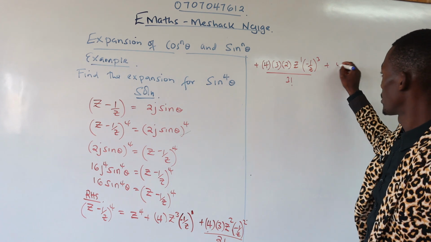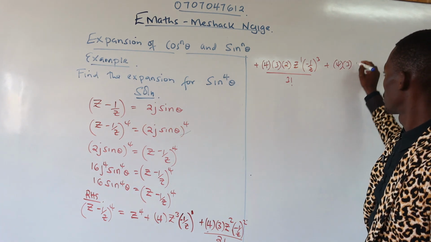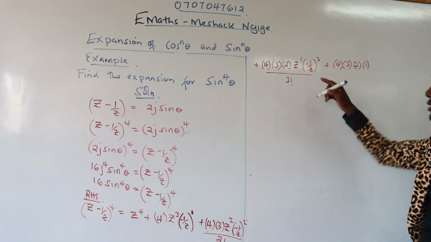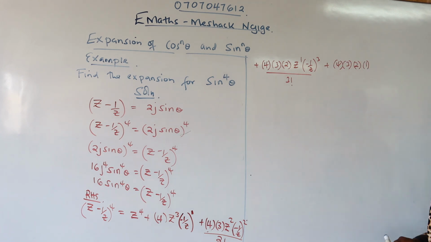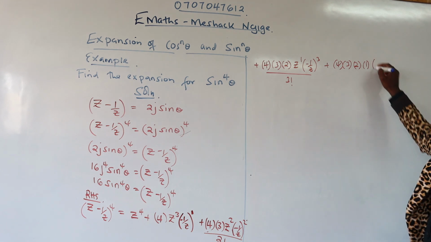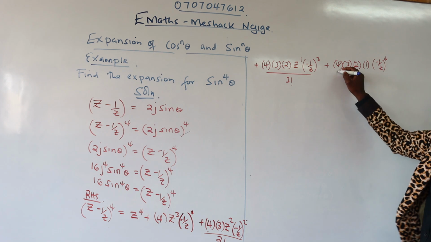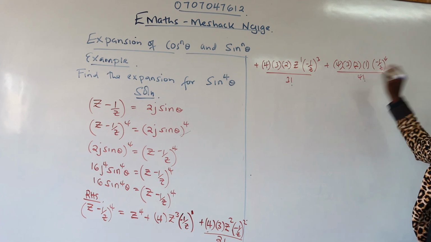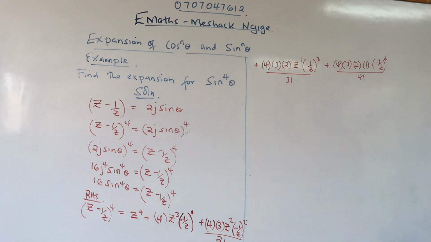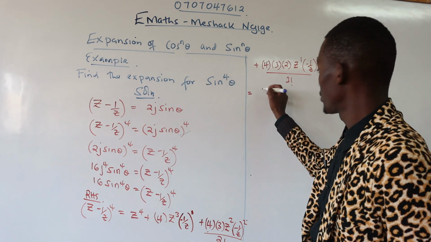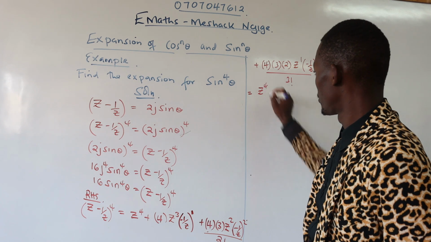Your last term will be 4, 3, 2. Then you drop 1. Then your z will be to power 0, and anything to power 0 is just 1. So now we just remain with negative 1 over z, then to power 4, over 4 factorial. Now expanding further, we shall have z to power 4.